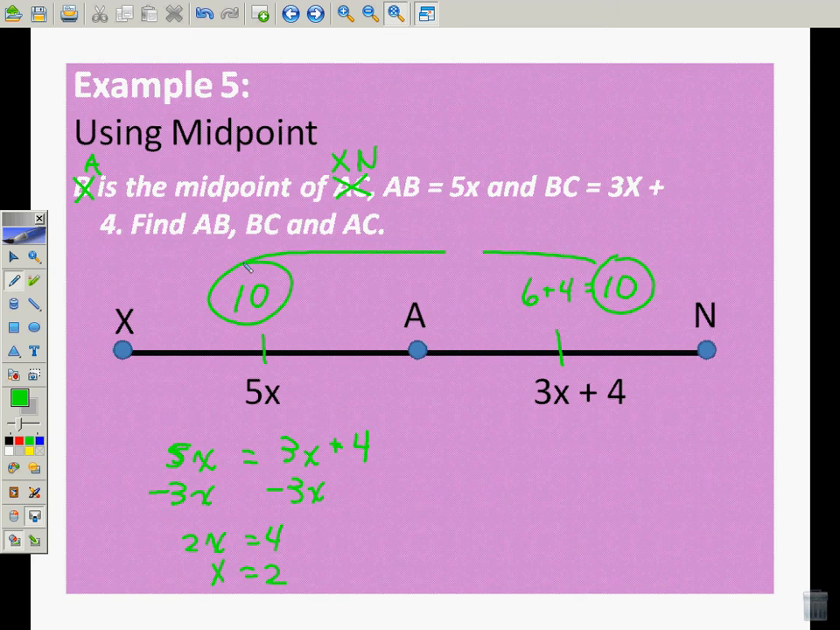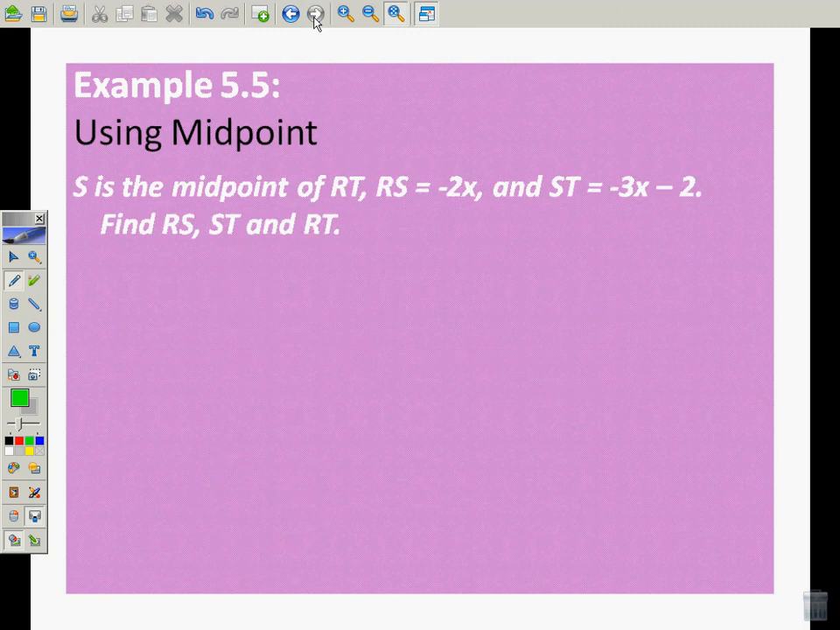That was example 5. Here's example 5.5. Last slide. Try this one on your own. See what you come up with. We'll talk about it tomorrow if there are any questions.